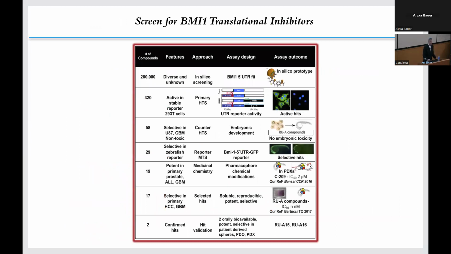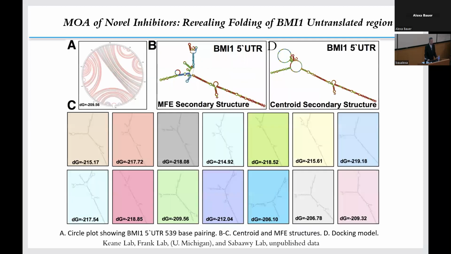So one of the goals is to take these BMI1 inhibitors that we developed in the lab to the clinic. And this is just an overview of where the work started. So we had fluorescent reporters, zebrafish embryos as a screening for effects on embryonic stem cell development. And then currently we have 2 compounds that are orally bioavailable. They are selective, potent, and can target many different tumor types that we tested. We're trying to understand the mechanism of action.